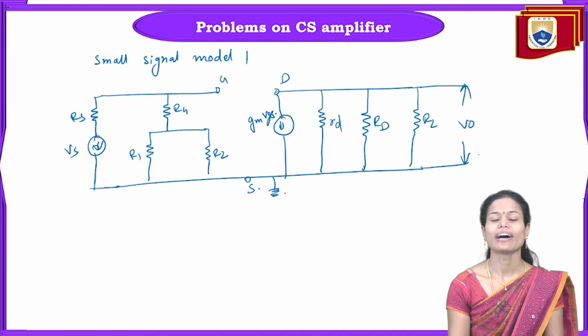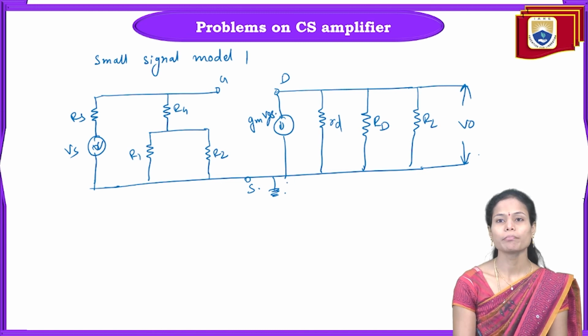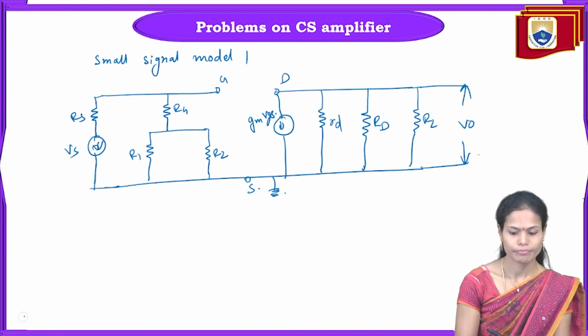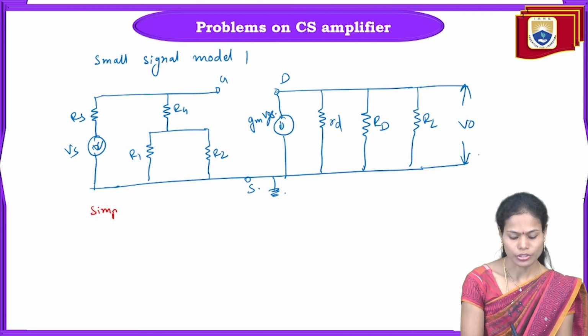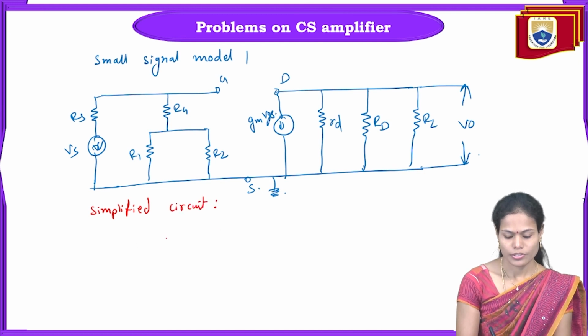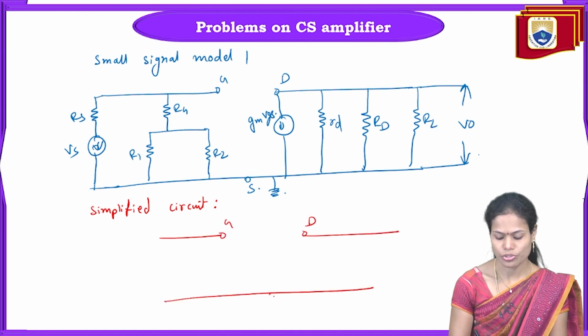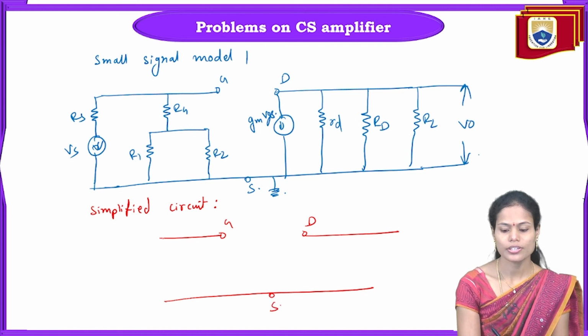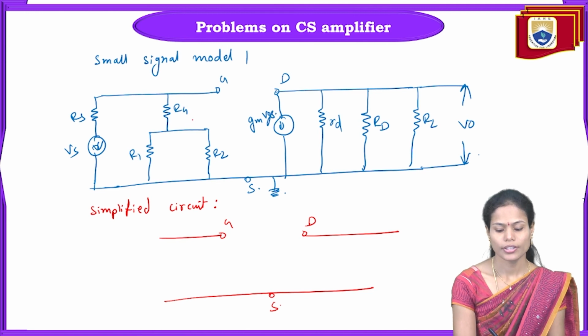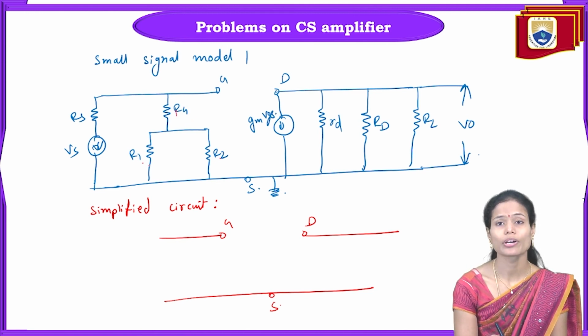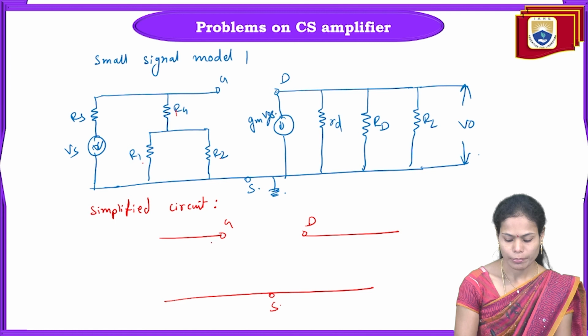So in order to find the given parameter, again I am simplifying this circuit. I am drawing the simplified circuit here. Again I am taking the three terminals: gate, drain as well as source terminals. And here these three resistances I am taking. This is the RG, and these two, R1 and R2, are in parallel combination. So I can write it as RG plus R1 parallel to R2. I am replacing it with the single resistance RG plus R1 parallel with R2.